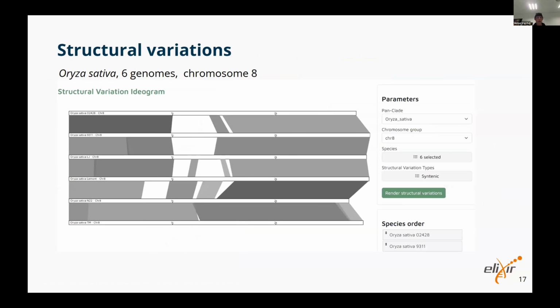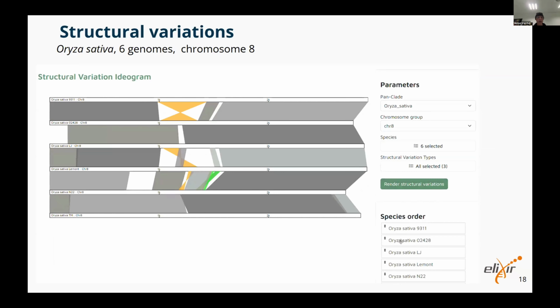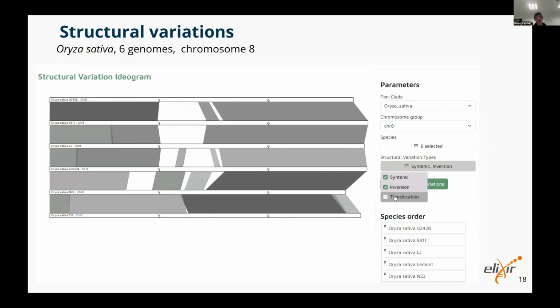What we also did, of course, was automatically detecting structural variations. This is an example of Oryza sativa for 6 cultivars of chromosome 8. And here you can see that there are quite some syntenic regions, because we not only show the regions that we have currently indicated, but we can also show inversions and translocations. This can all be done on the fly. We can also rearrange species on the fly and so forth. And not displayed in this animation, but if you click on a region, then the associated gene list will also be made available.